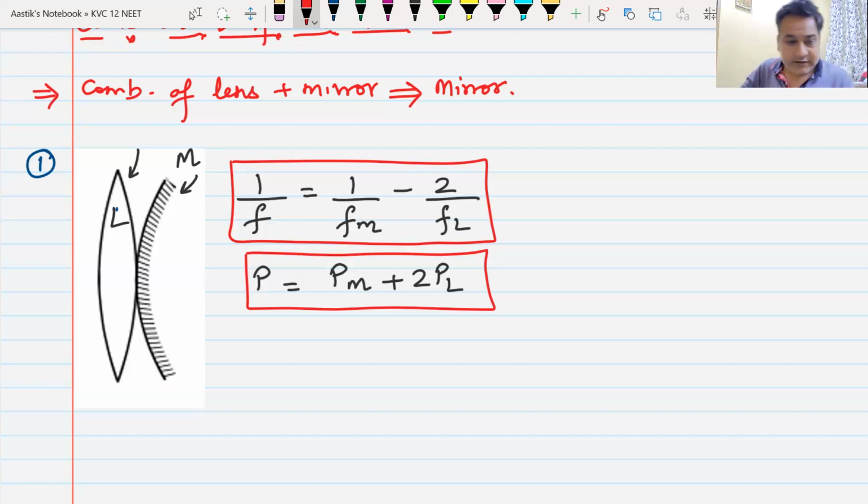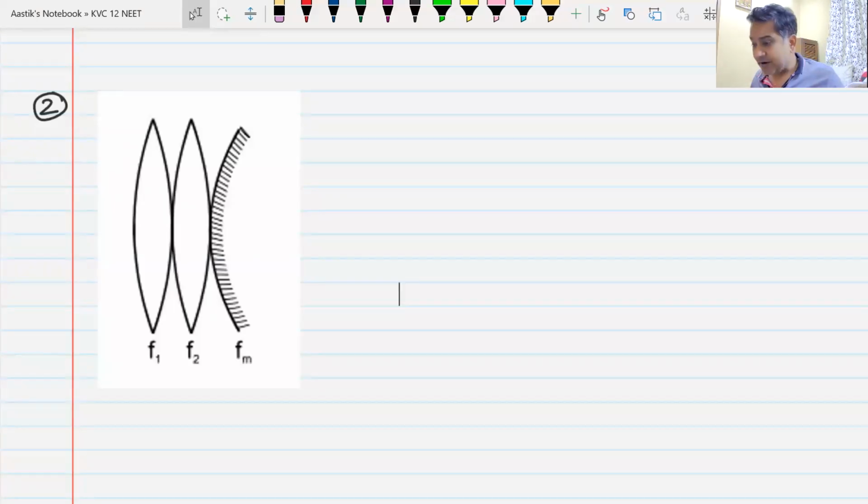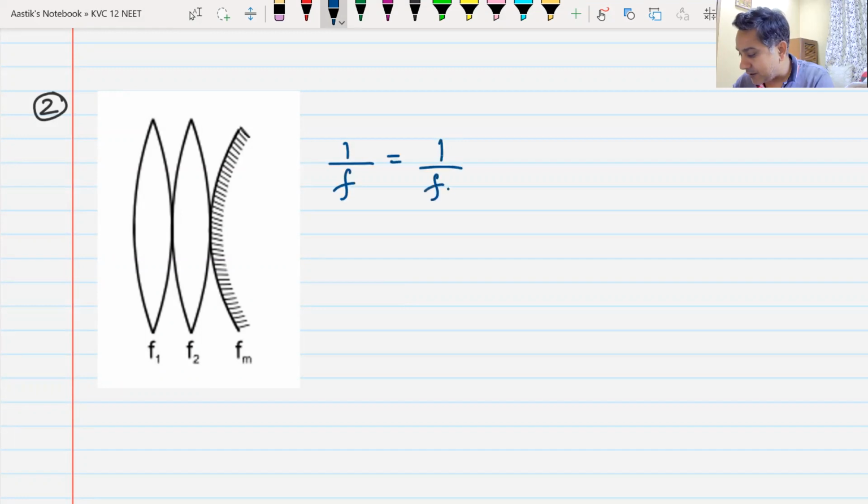Let us move ahead and just do it as an example. If I have 2 lenses, let us say F1 and F2, and 1 mirror, how will this behave? Even if there are 2 lenses but 1 mirror, it will still behave like a mirror. And how can I find the focal length of this combination? I will do 1 by F equals 1 by FM minus 2 by F1 minus 2 by F2.